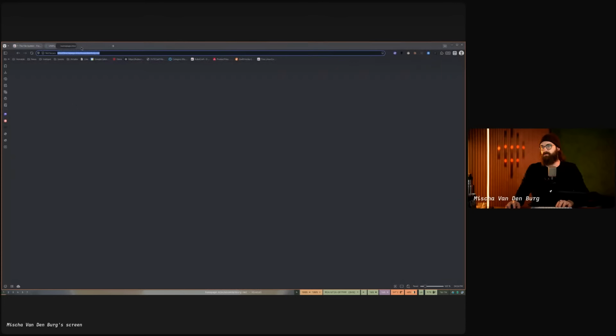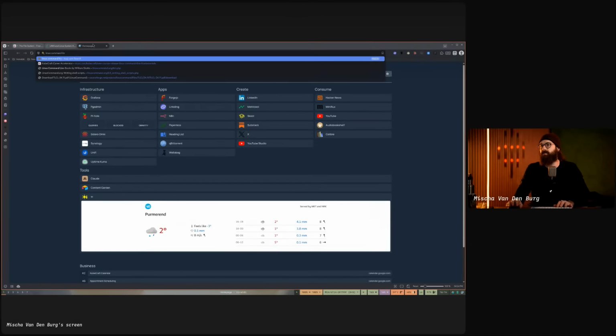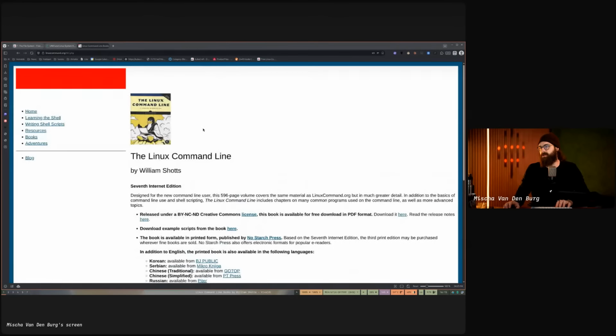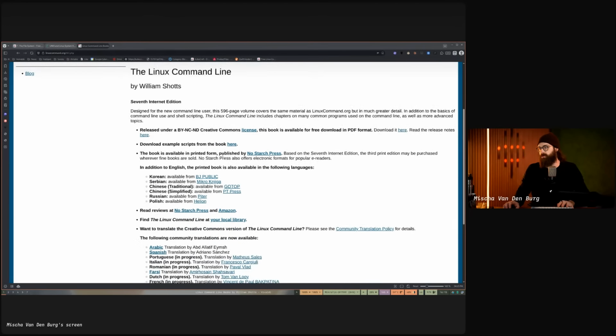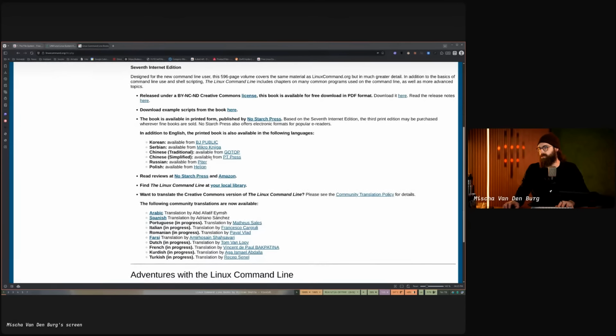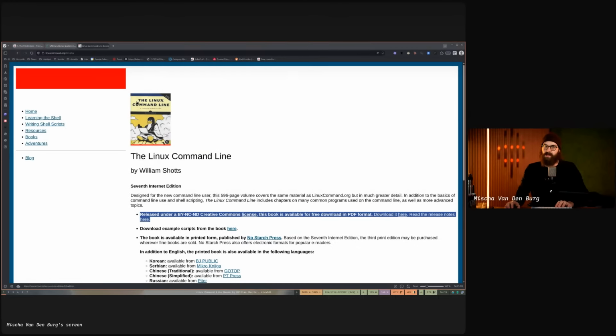What I also show to my students is the Linux command line, just so we have that covered. There's also the Linux command line book. This is a free book. It's also an online version here. Let me see. This is linuxcommand.org. And here you can download it for free in PDF format. Download it here. So there's a complete link to it. This is a really good beginner resource. This is a good place to start.